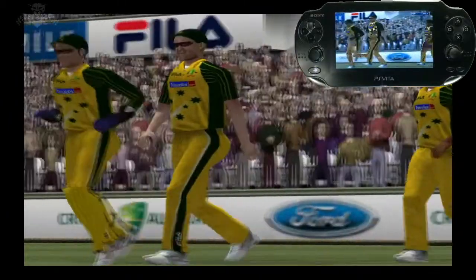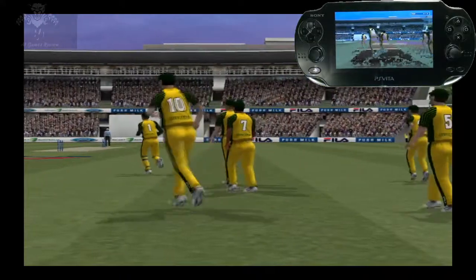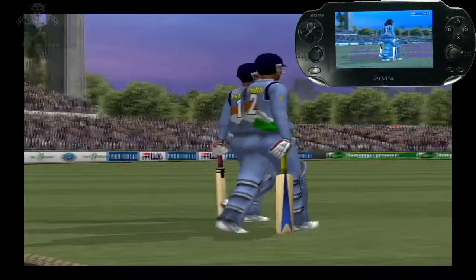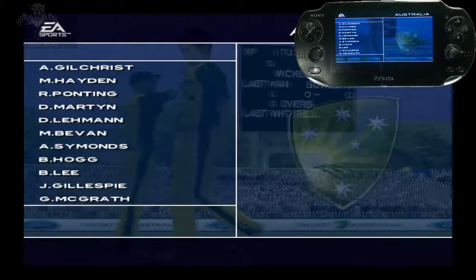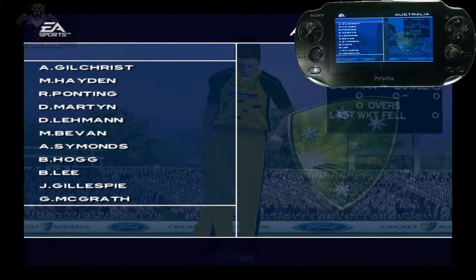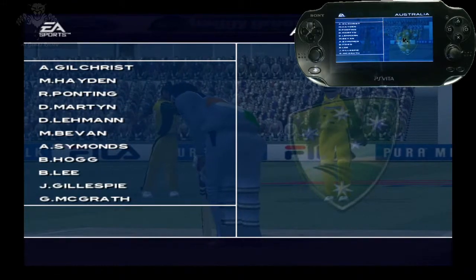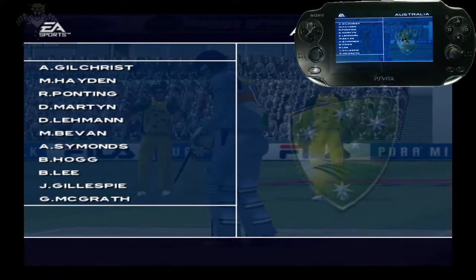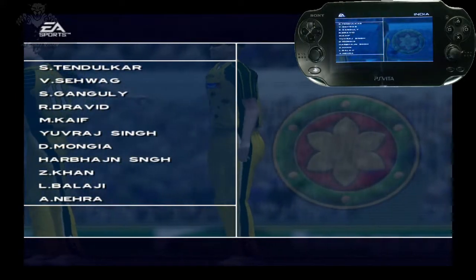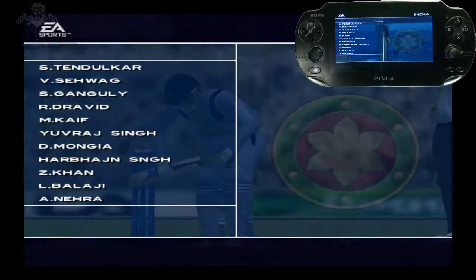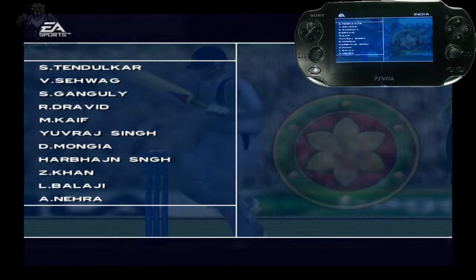Players are just emerging from the changing rooms, and the crowd is giving them a decent reception. So let's take a look at the teams. Here's the lineup for Australia. Gilchrist, Hayden, Ponting, Martin, Lehman, Bevan, Simons, Hogg, Lee, Gillespie and McGrath. And for India, Tendulkar, Sehwag, Ganguly, Dravid, Kaif, Yuvraj Singh, Mongia, Harbhajan Singh, Khan, Balaji and Nehra.